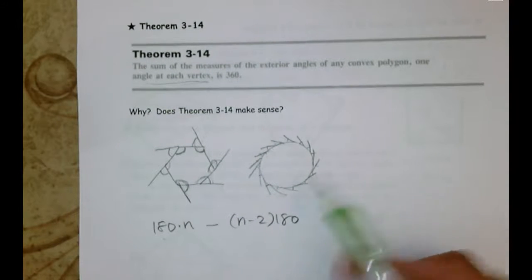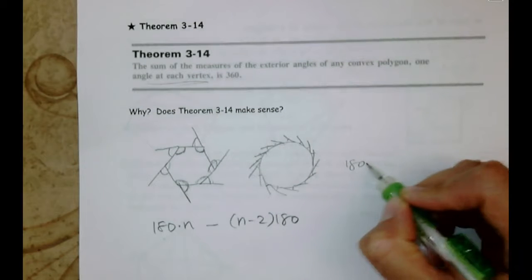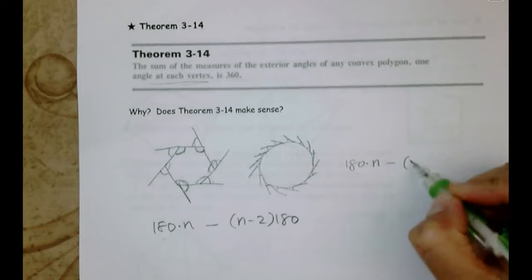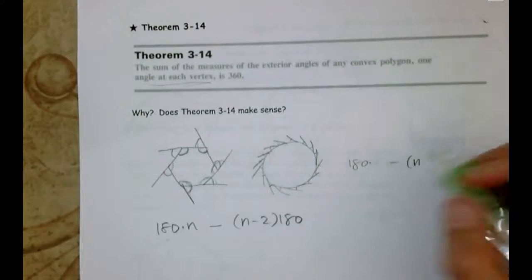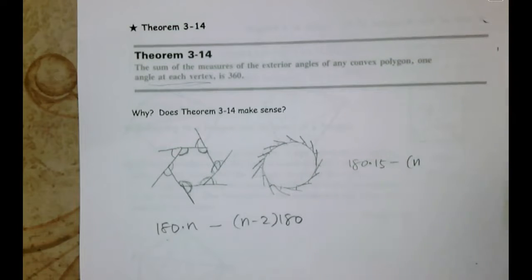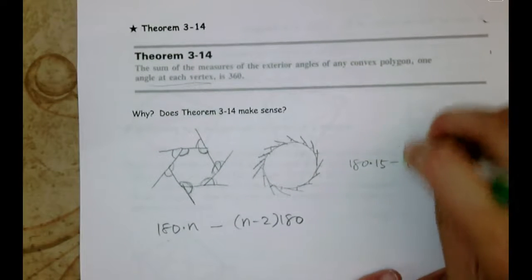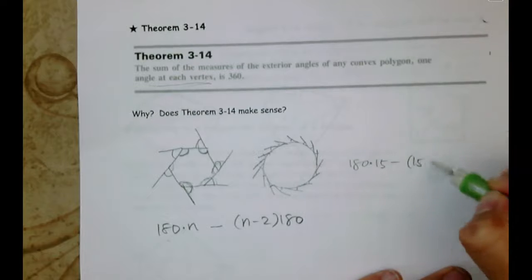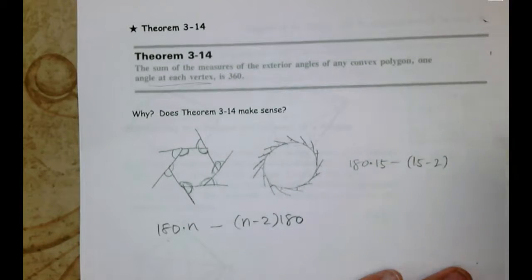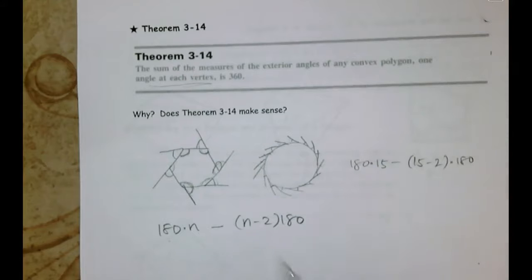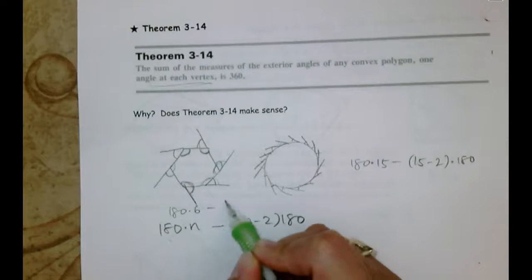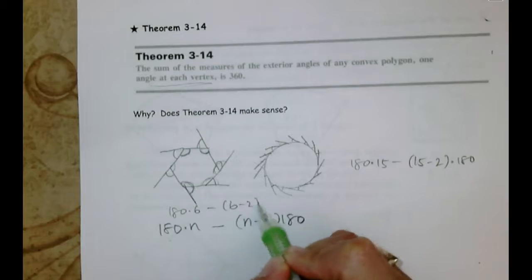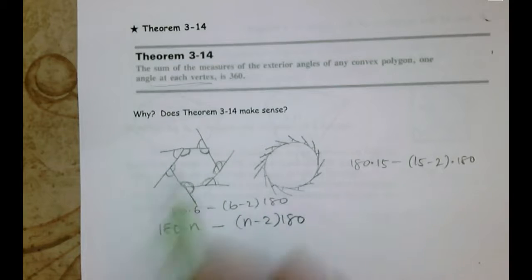So for the 15-gon, it should be 180 times 15, minus 15 minus 2, because there are 13 triangles you can make with this, times 180, and you should get the angle sum of the exterior. For the hexagon, it should be 180 times 6 minus 6 minus 2 times 180 that should give you that.